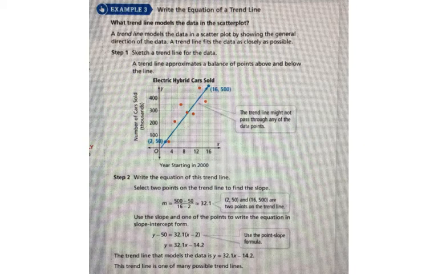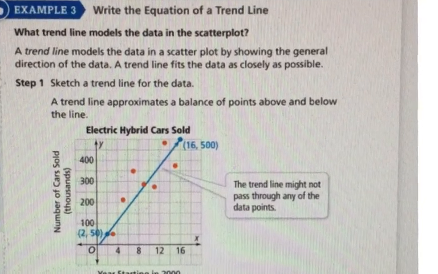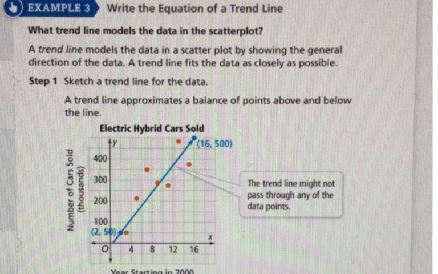So now we're going to be finding equations for our trend lines, for our lines of best fit. So it says here, what trend line models the data in a scatter plot? So a trend line models the data in a scatter plot by showing the general direction of the data. A trend line fits the data as closely as possible. So step one, we're going to sketch a trend line for the data. So you can see out of all these dots, they have chosen this trend line.